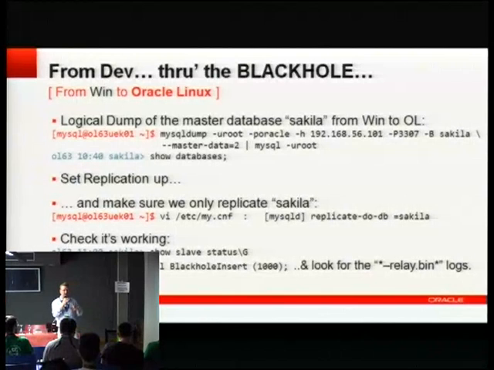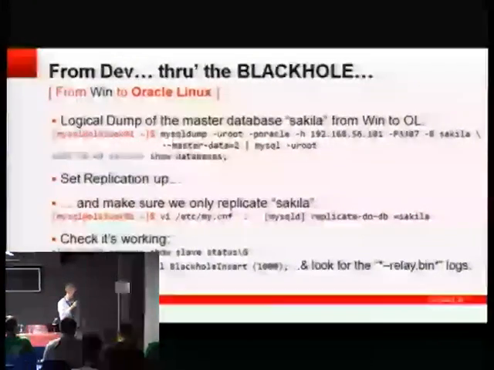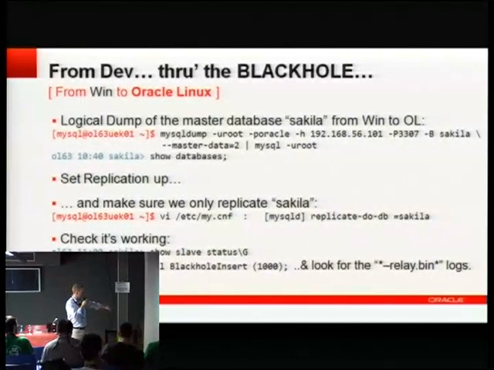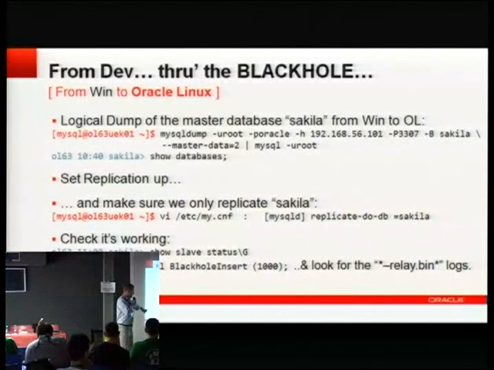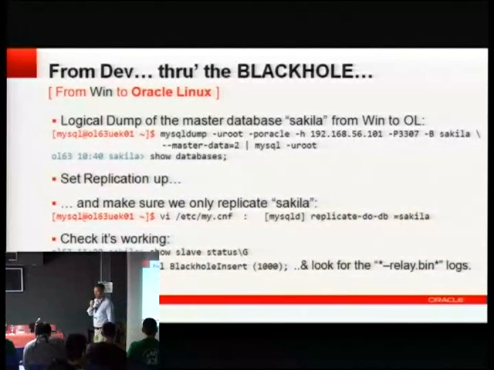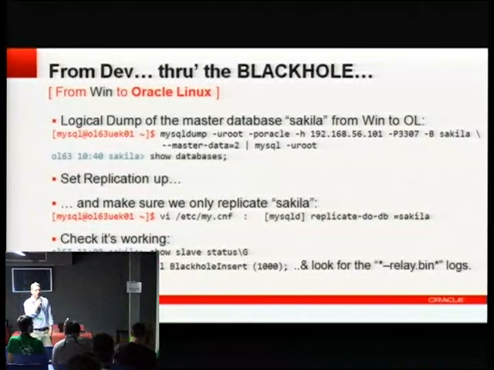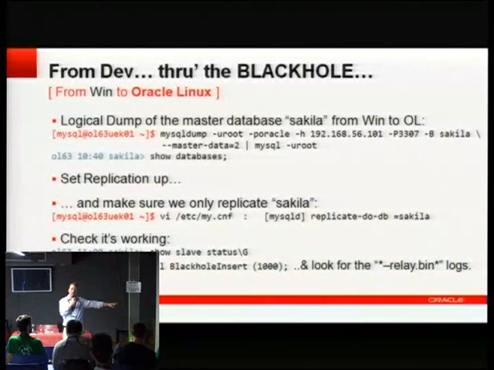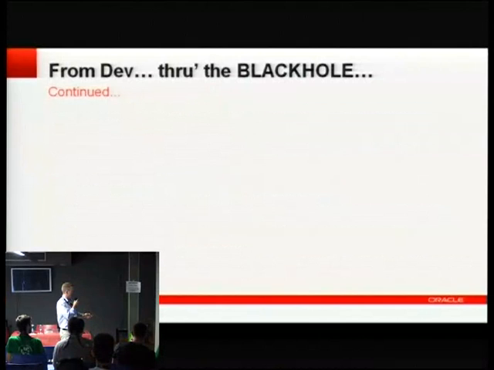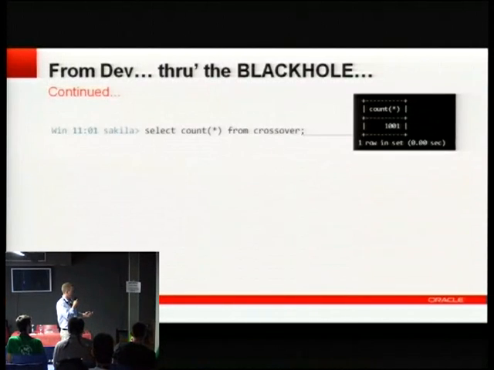We haven't done anything that isn't exactly the same, all good and working there. And what I do on the Windows environment here is, with my table, I haven't got any rows, so let's stick 1,000 rows in there with some procedure and make sure that it's working. And we look at the relay bin logs on the slave, and obviously we can check the table. To make it much more simple, this is the Windows environment. We have 1,001 rows.